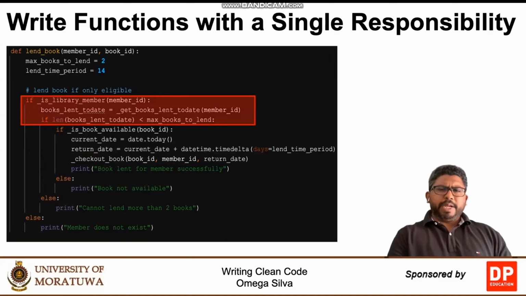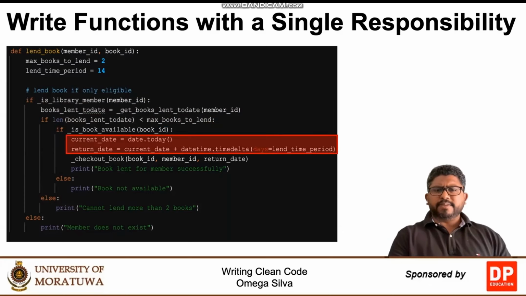So let's try to break this function into more manageable pieces. And I would like to take this piece of logic where it checks whether the user is eligible for a book lending. And secondly, the piece of logic which does the return date calculation, which could be reusable within the system as well.